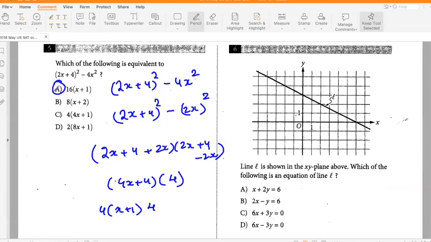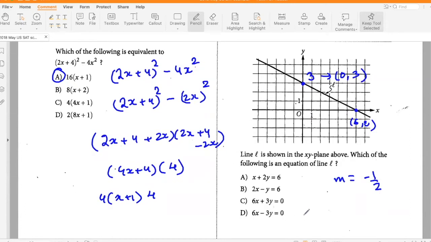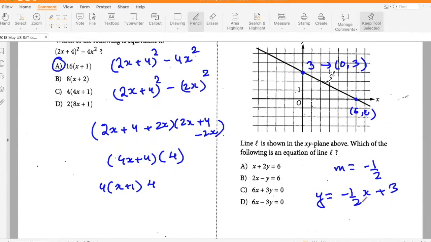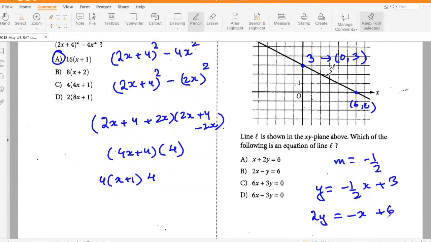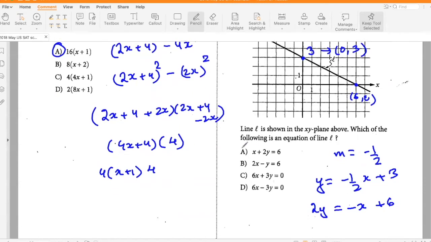Line L is shown in the xy plane above. Which of the following is an equation of line L? Okay, so we can see that the y-intercept is 3, right? So this point is (0, 3). And the x-intercept is 1, 2, 3, 4, 5, 6, 0. So the slope will be -1/2. And the y-intercept is 3. So y is -1/2 x plus 3. So that's 2y is -x plus 6. So x plus 2y should be 6, option A.